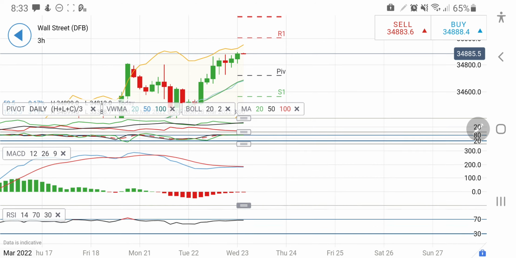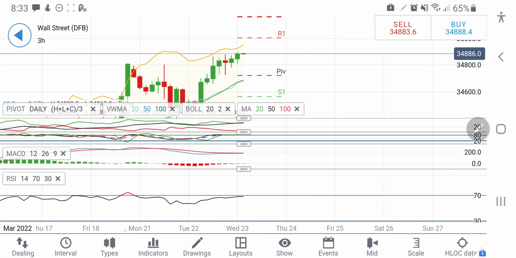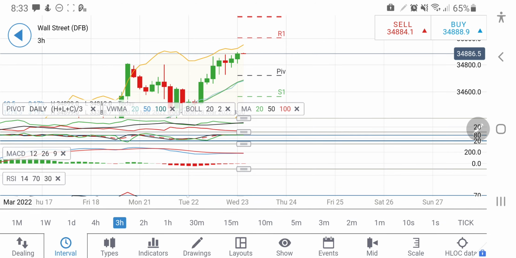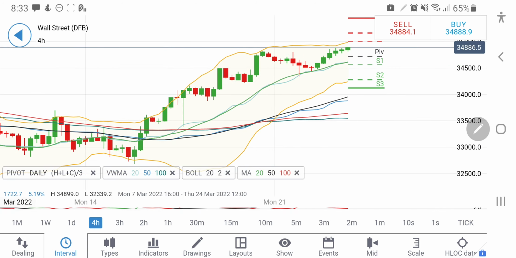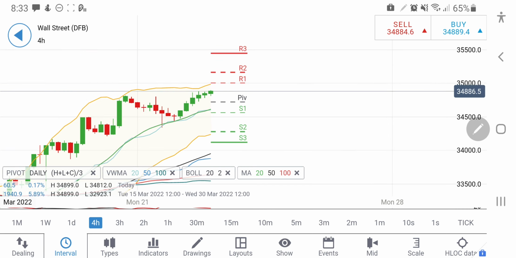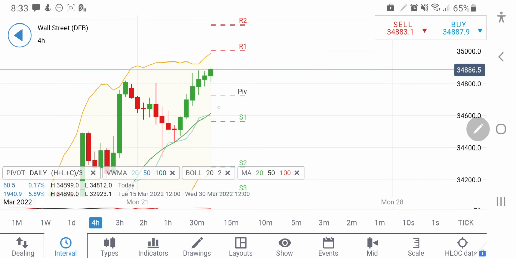Also look at the MACD, it is on the verge of a crossover. RSI is near overbought. This is just on the 3-hour charts. Looking at the 4-hour charts, you will find that they are also overbought. See, the 4-hour charts are also giving the same impression there, and it can give you a very strong breakout on the upside if it continues. So there is a ceiling out there at the 34,900, 920 zone.